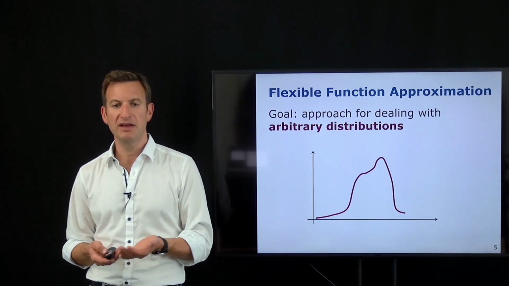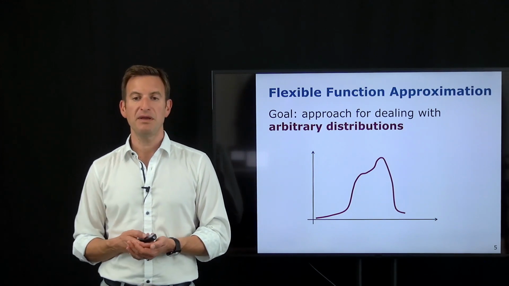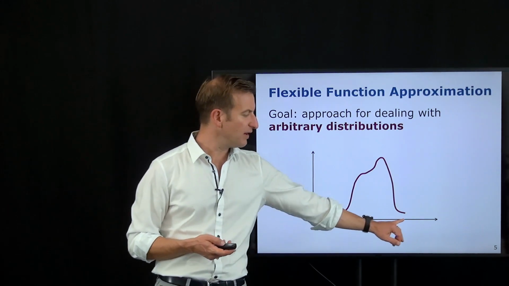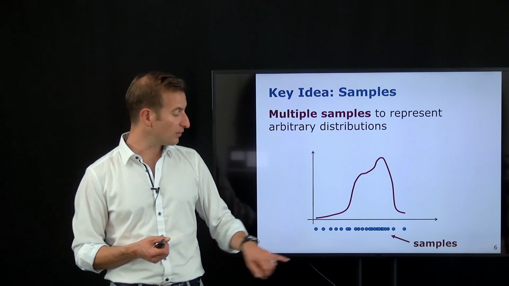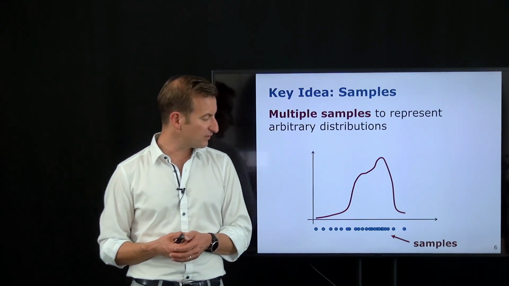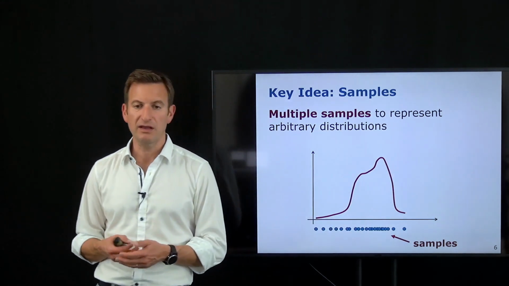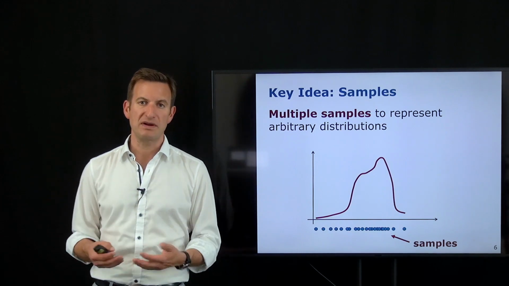The key idea is that an arbitrary function, like this function over here, can be approximated with samples. So it means dots which are sitting here at the x-coordinates, let's say samples that look like this. Every dot here is a sample, and we can see that in some areas the samples are more densely located, in other areas they are less densely located. And that's already the idea.